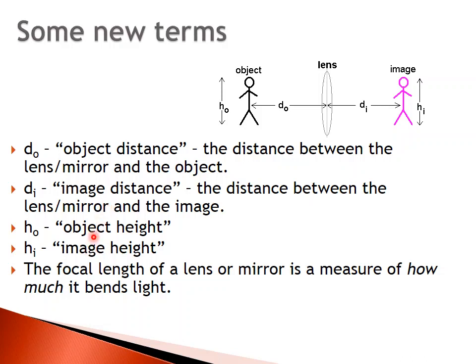HO and HI are the heights of the object and image. So that's just how tall the object is and how tall the image is. The focal length of a mirror is a measure of how much it bends light. So the more a lens bends light, usually that changes its focal length. And that's something that's either going to be in the equation that we're going to solve for or is given to us in the problem.